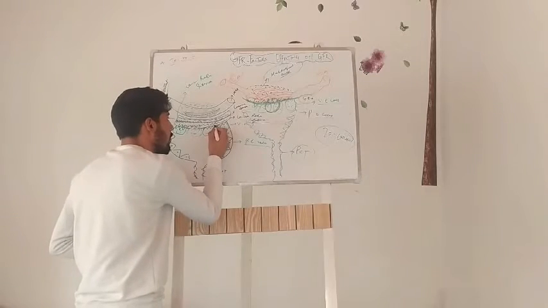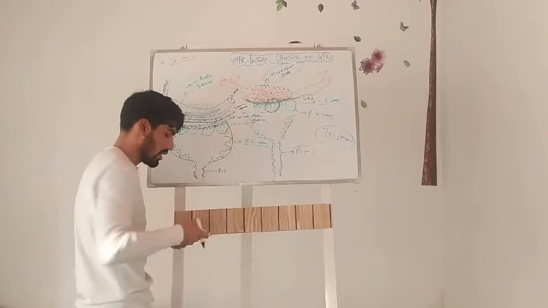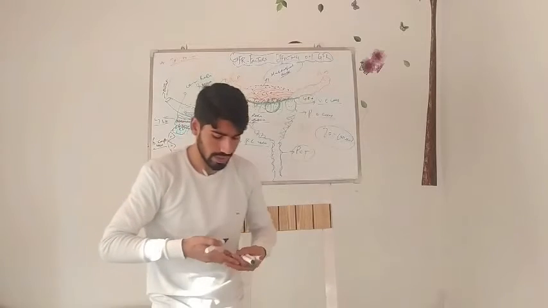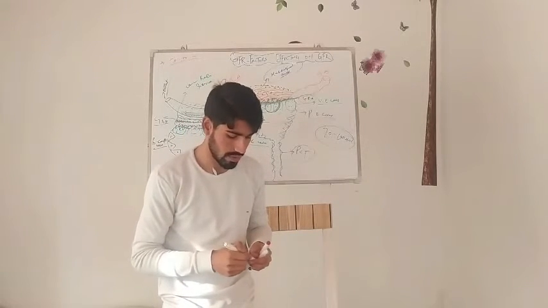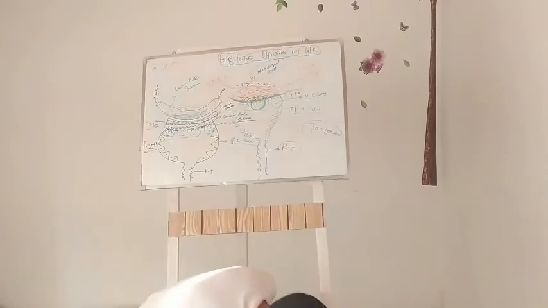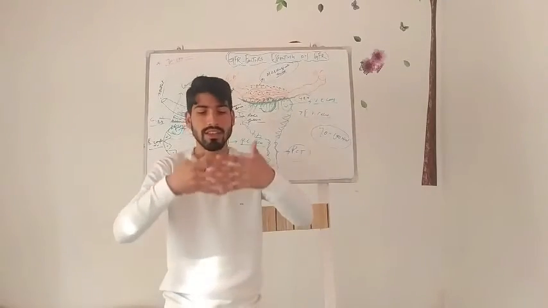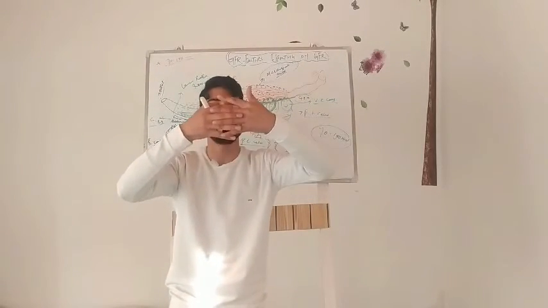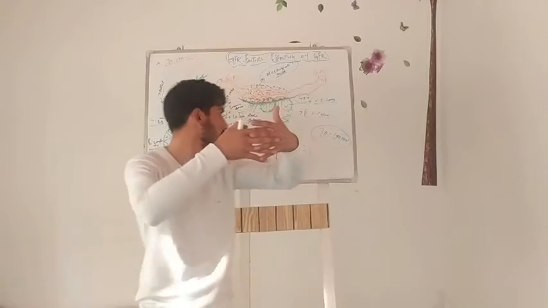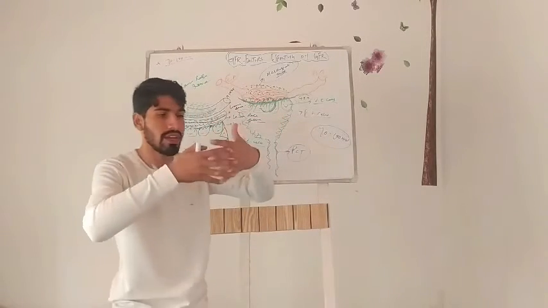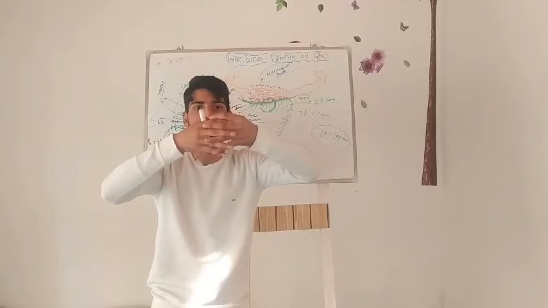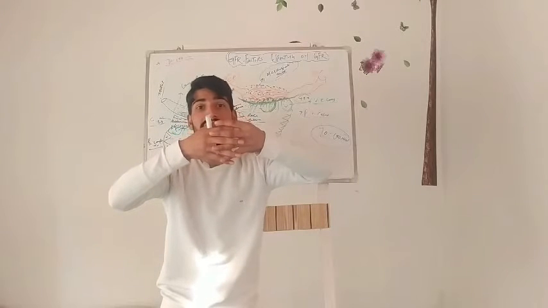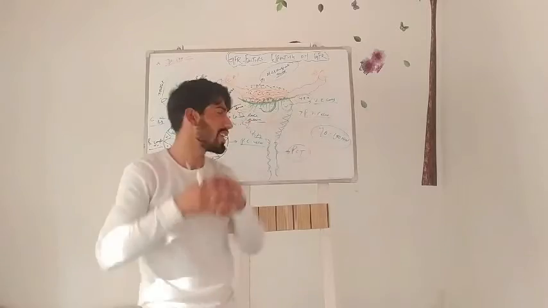Here are present filtration slits. Okay, they are like this. Like this, they are interdigitating with each other. And here is present some space like this. This space is where the filtration slits are present. Okay, filtration slits.